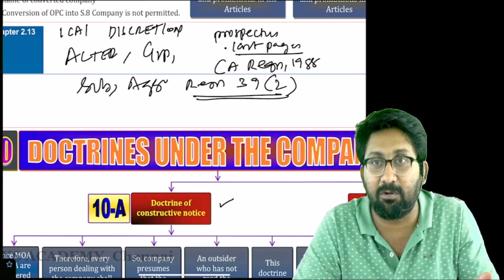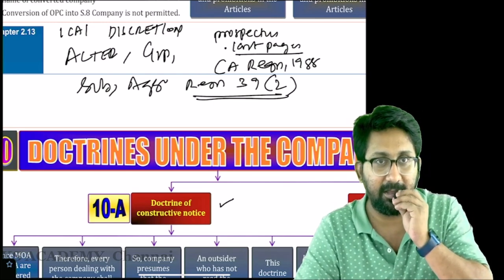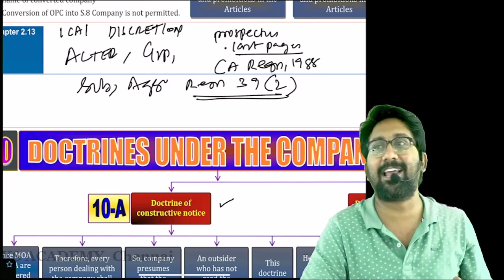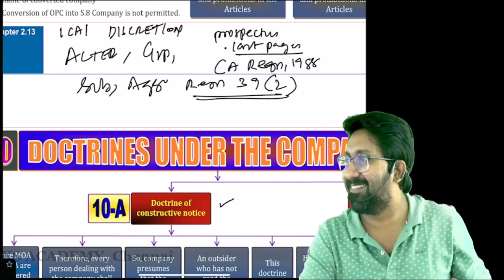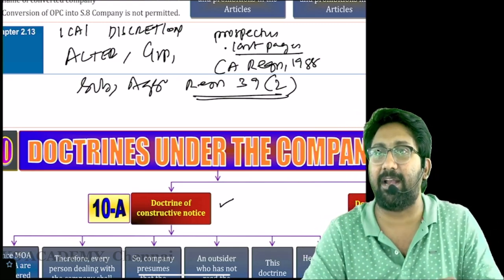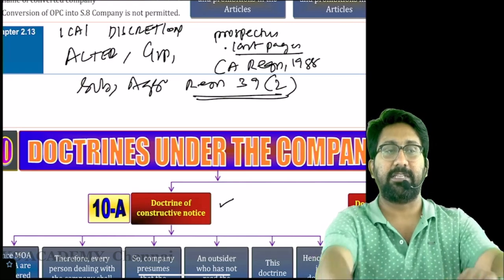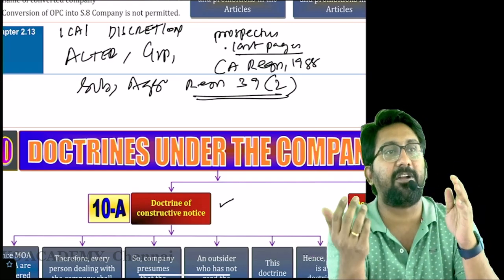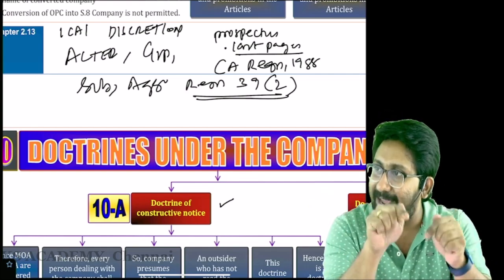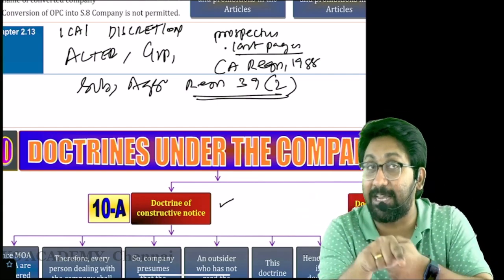I think everyone now understood constructive notice properly. Everyone in the class, full clarity. Very good. So, this is the basic idea behind the doctrine of constructive notice. Tell me, is the prospectus a private document or a public document? Is not reading a public document your mistake or the institute's mistake?